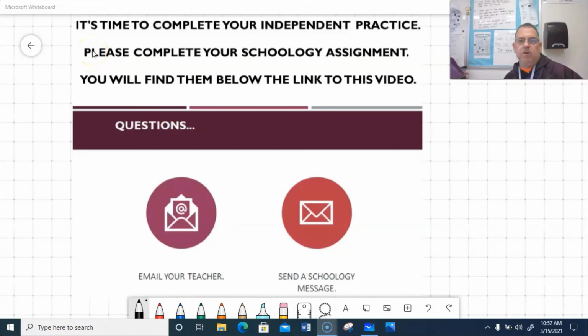Okay, it's now time to complete your independent practice. Please complete your Schoology assignment. It'll be a blue puzzle piece at the bottom. That's the last thing in today's folder.